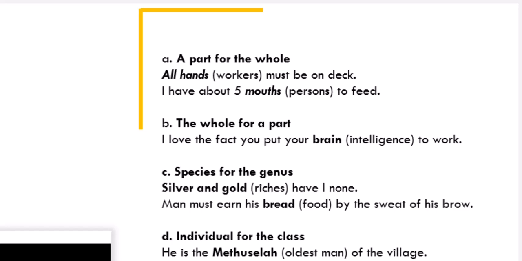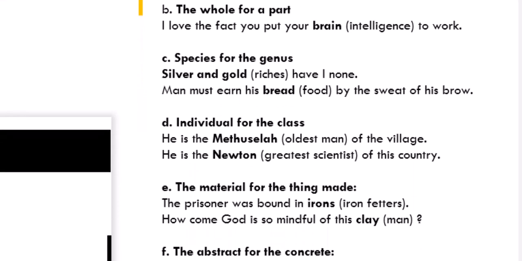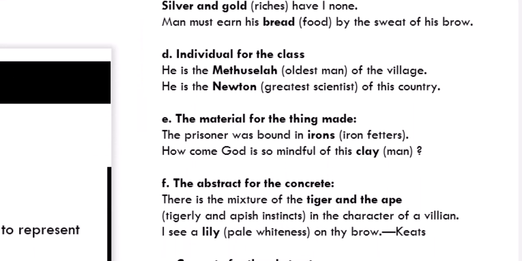Then we have the one where we use individual for the class. He is the Methuselah of the village. Methuselah here has to do with old man. It's a Synecdoche for old man. He is the Newton of this country. Newton here is used as Synecdoche. Now, in this sense, we can say Synecdoche is being used as antonomasia. Antonomasia is another part of speech entirely, but often it's used when a name is used to represent something.